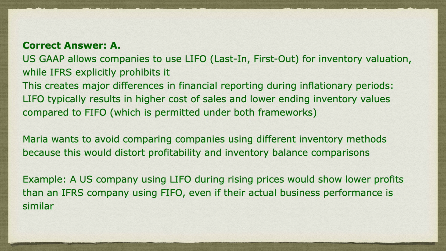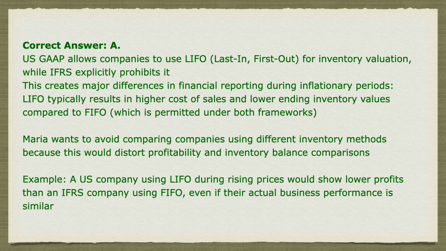Correct answer, A. US GAAP allows companies to use LIFO, last in, first out, for inventory valuation, while IFRS explicitly prohibits it. This creates major differences in financial reporting during inflationary periods.